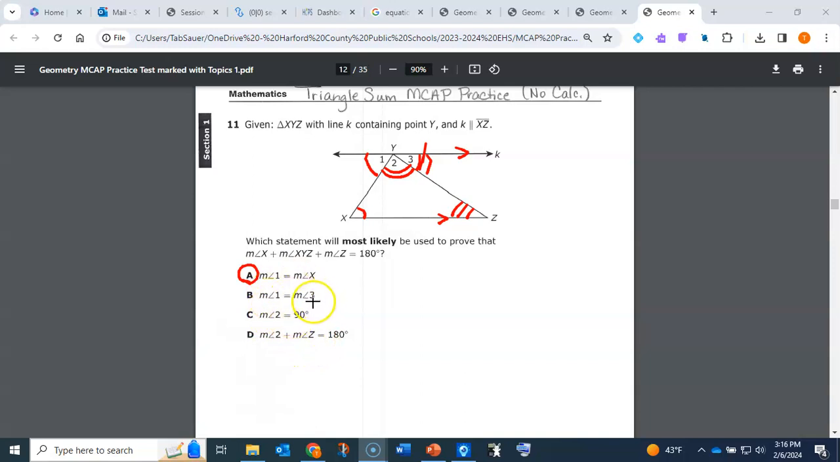Angle 1 equaling angle 3, those are not necessarily true, so that's not it. Angle 2 being 90 degrees. It may look like it based on the drawing, but you can never assume. So that did not apply, and they did not tell us that. And then angle 2 plus angle Z equaling 180. If angle 2 and angle Z add up to 180, then this would not be a triangle. That's just two angles, and it could not make a triangle, because X would have to be 0. So that's out as well. So A is our answer.